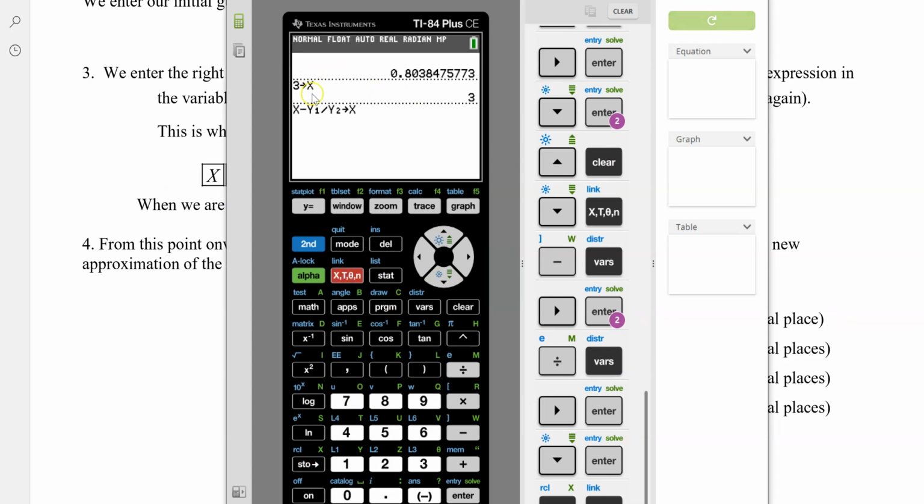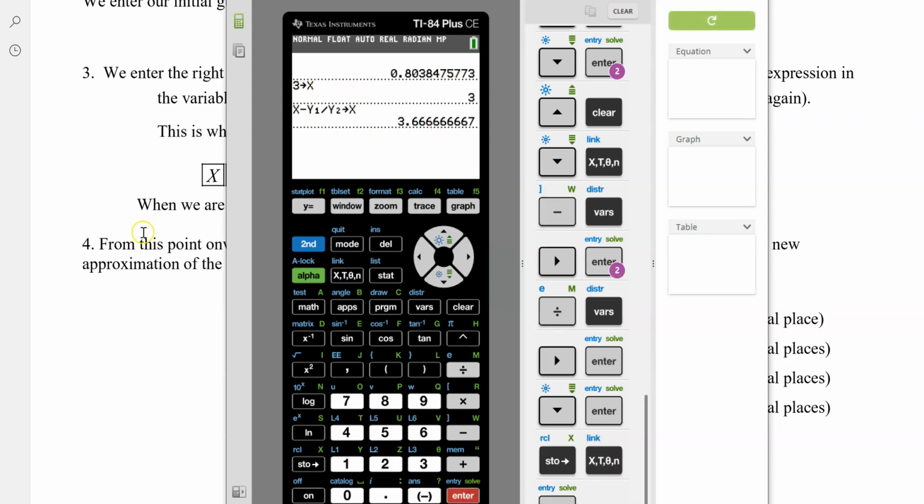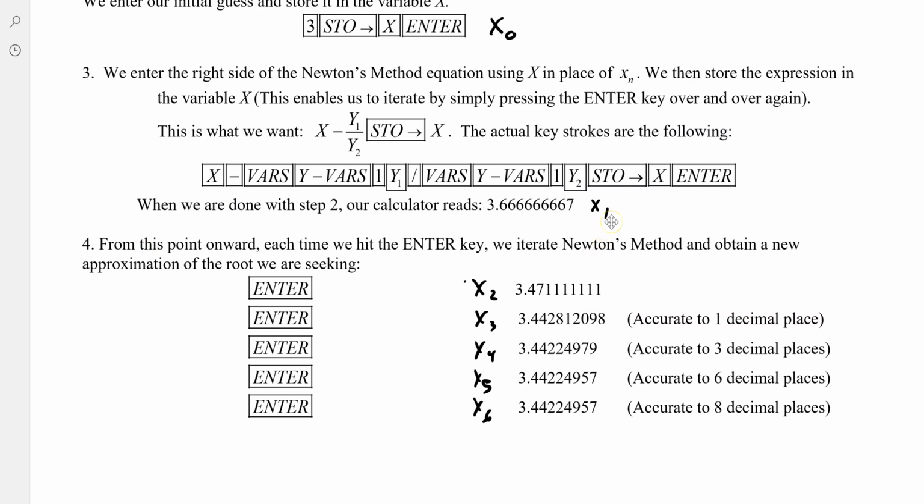So what this is doing is taking our x of 3, plugging it in, and it's going to give us a new value of x. So when I hit enter, we get 3.667. And so that's our x sub 1, which would then make that our x sub 2, our x sub 3, our x sub 4, our x sub 5, and our x sub 6. So all you have to do is just keep hitting enter now. So your x, vars, y vars, there's your y sub 1, vars, y vars, select number 2. Actually, it is 1. And then y2, and then you stow x in there.